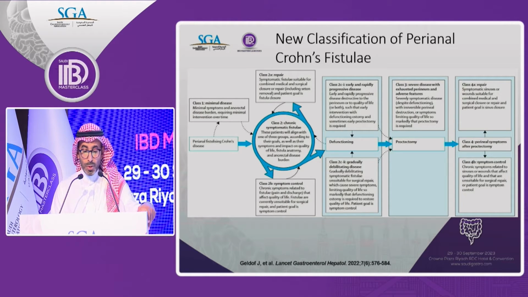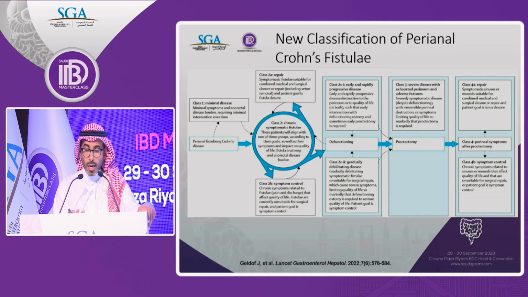And you have 2B, which you don't concern about. It is not suitable for surgical intervention, but you try to control the symptoms related to the fistulas, pain or discharges, to improve quality of life. And you have class 2C.